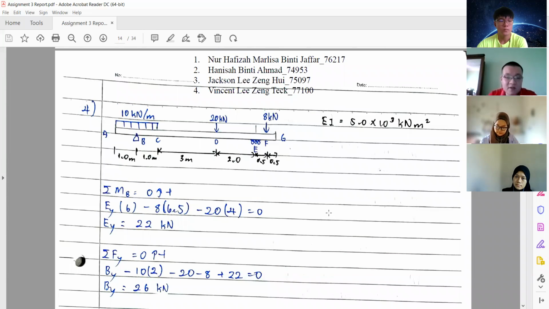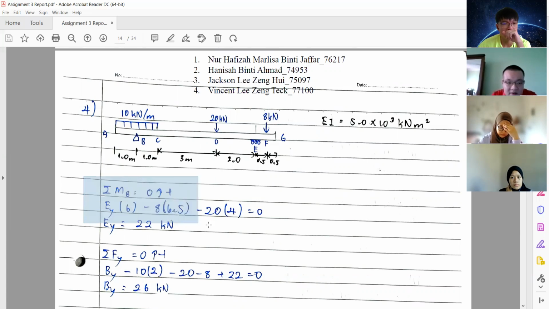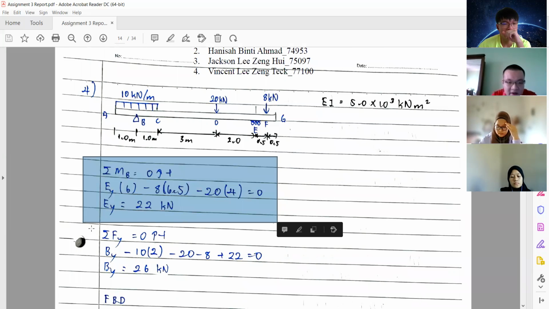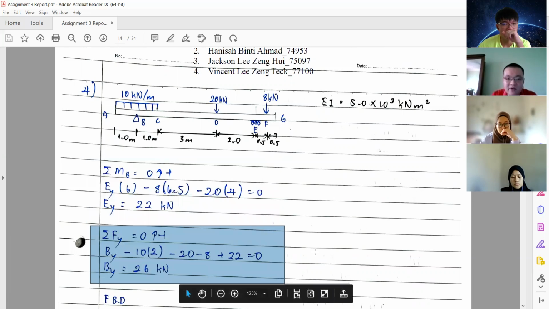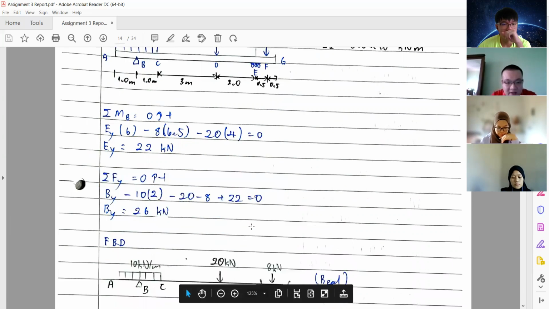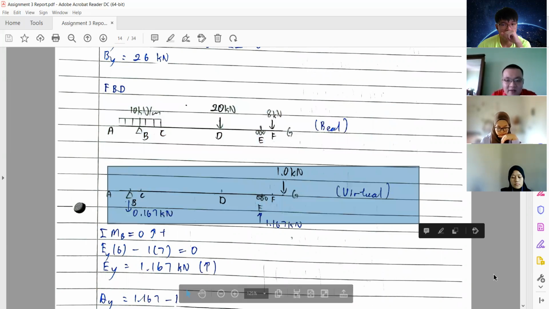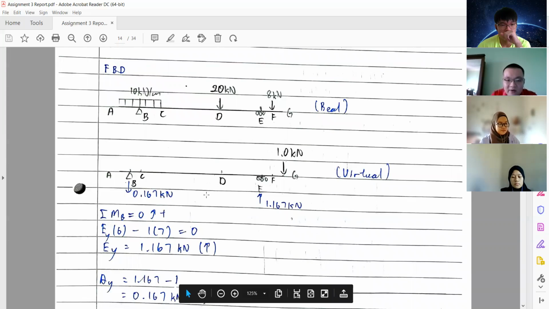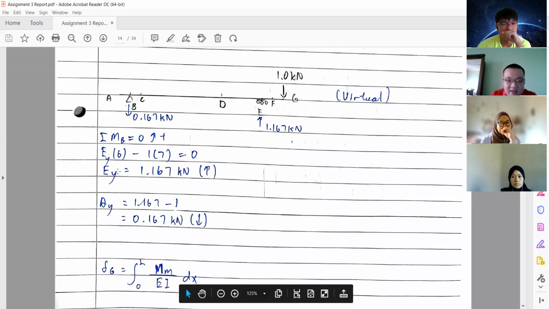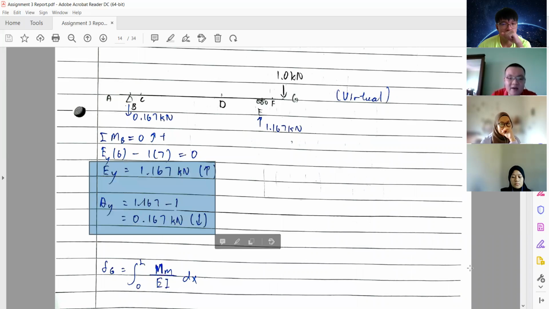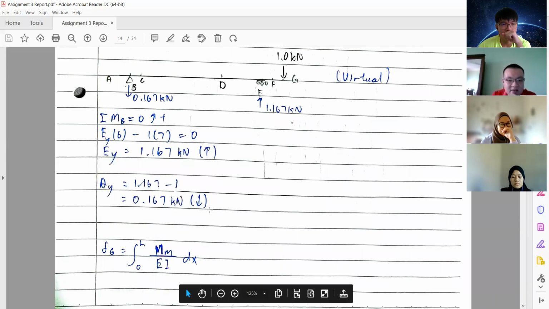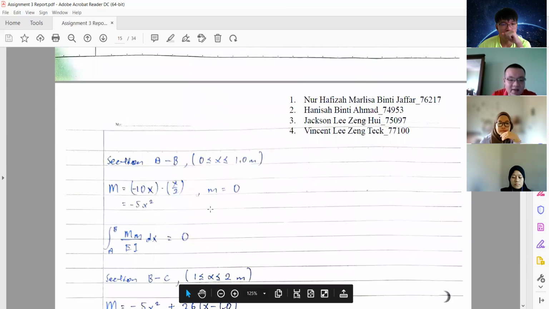Okay, I will explain question 4. Question 4 requires us to find the displacement at G. So first of all, based on the diagram, we found the vertical reactions at points B and E for the real case, and then we drew the free body diagram for the real diagram. We also drew a diagram for the virtual case by putting a virtual load at point G and calculating the supporting reactions at E and B. Then we start to find the deflection.